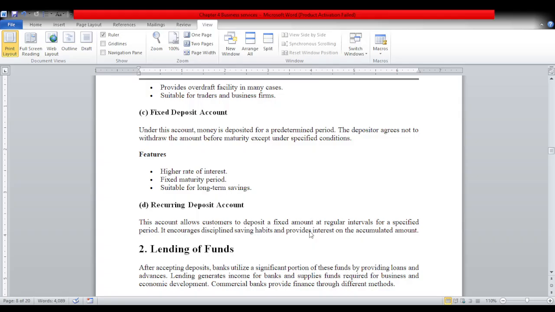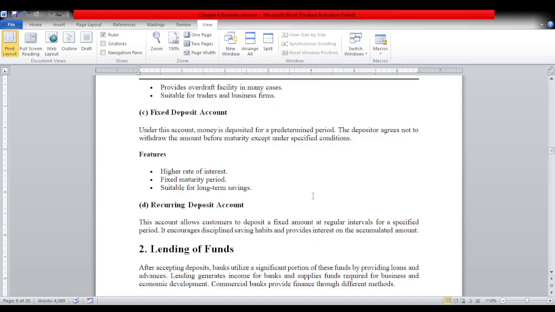Next, the recurring deposit account. Sometimes you call it an RD account, recurring deposit account. This account allows a customer to deposit a fixed amount at a regular interval for a specified period. It increases discipline and saving habit, and provides interest on the accumulated amount.